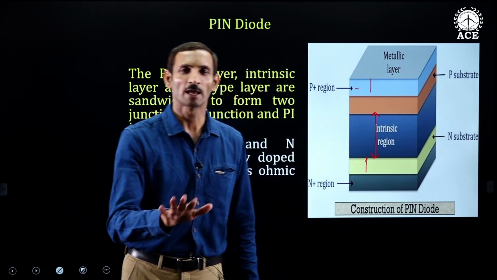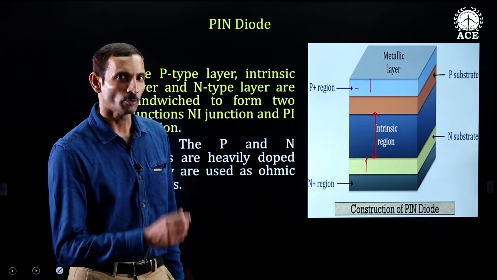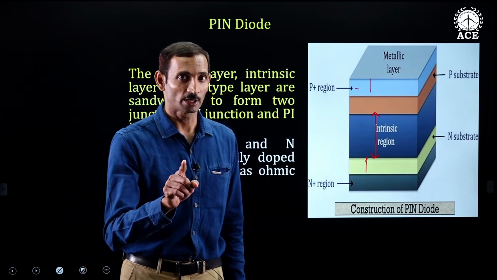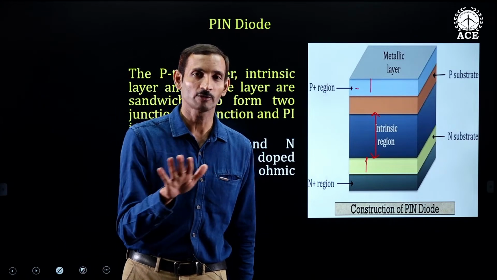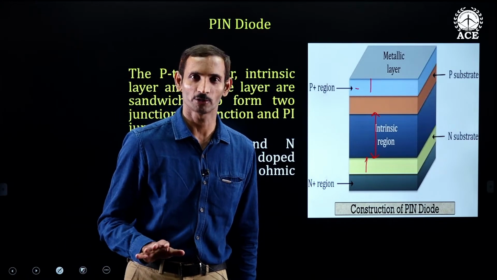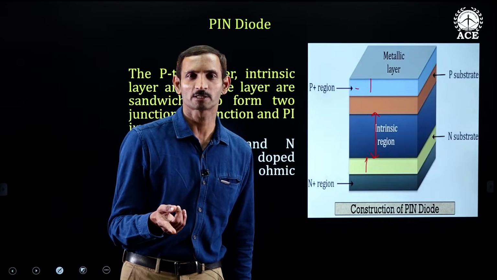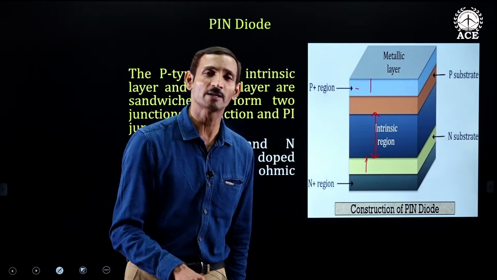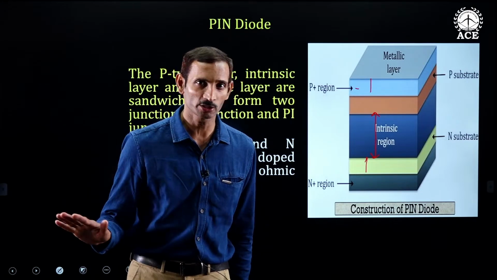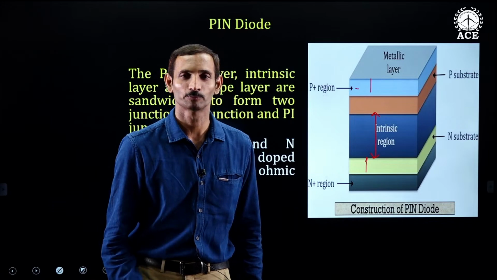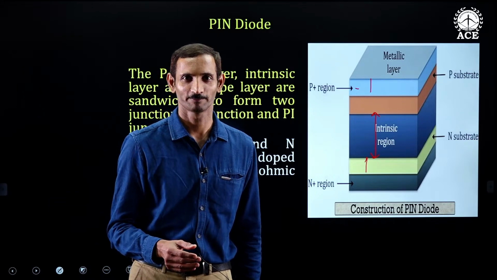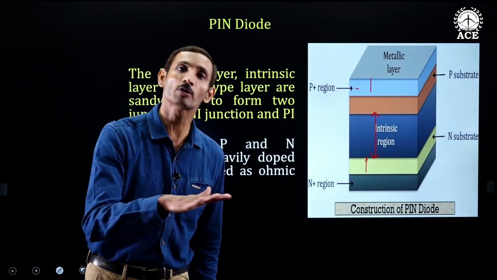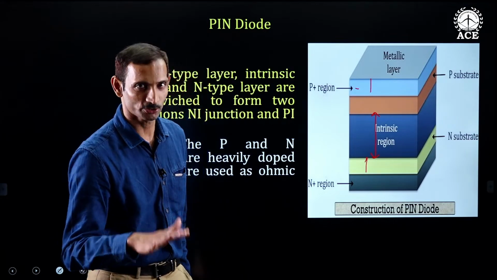Intrinsic region means an intrinsic semiconductor. What does this intrinsic semiconductor do? We know one thing about an intrinsic semiconductor: it will not have free charges under normal conditions. We know what an intrinsic semiconductor is: a semiconductor in which charge carriers are produced only by increasing temperature. If you don't change the temperature, the charge carriers remain so. Their value is not going to increase, right? So generally an intrinsic semiconductor will not have many charge carriers at normal temperatures.